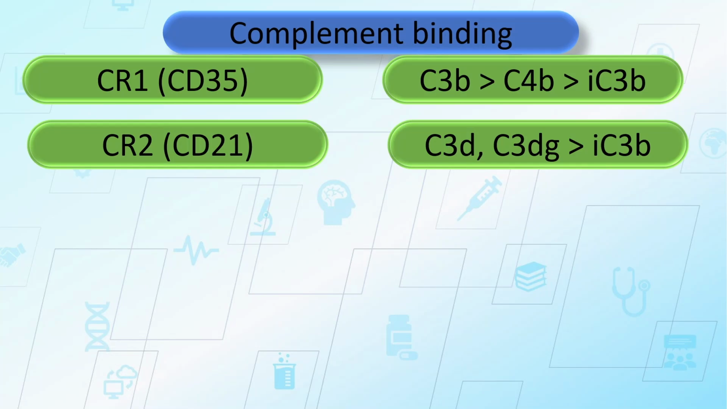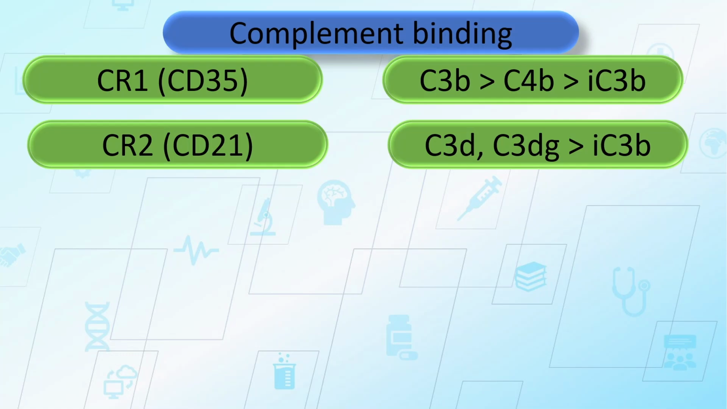Majorly, it prefers C3d. It can also bind with C3dg and iC3b, but majorly it prefers C3d, and it participates in activation of a B cell, naive B cell. It serves as a co-receptor for B cell activation. It also leads to trapping and maintenance of antigen in the germinal center. So there are follicular dendritic cells within the germinal center, and they will lead to activation of a B cell. But for that to happen effectively, we should sustain the antigen within the center, and this complement receptor 2 will participate in that.